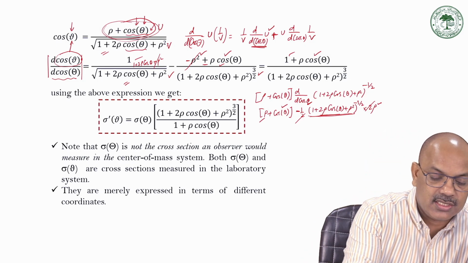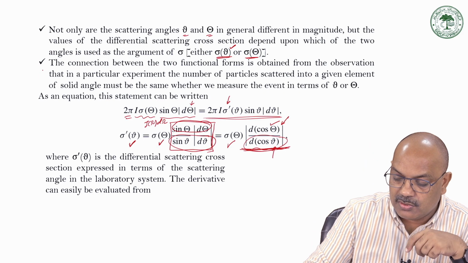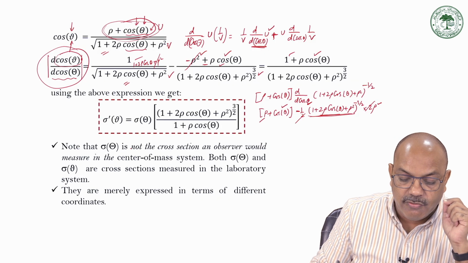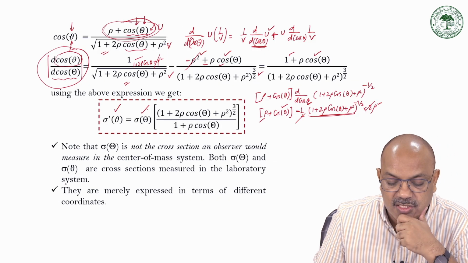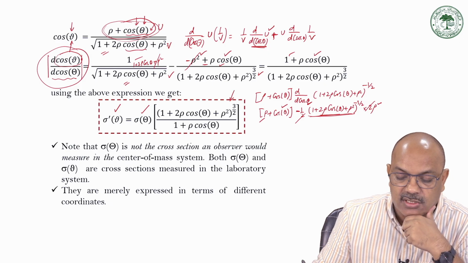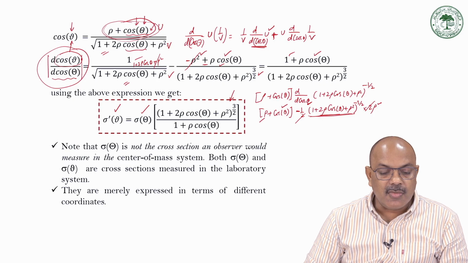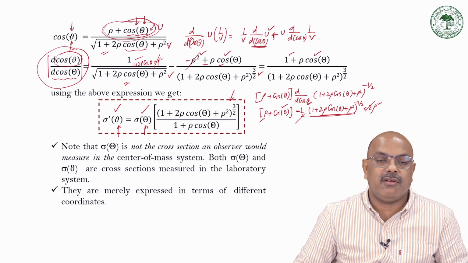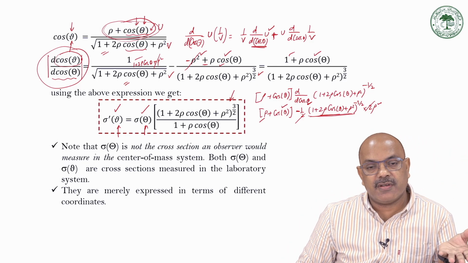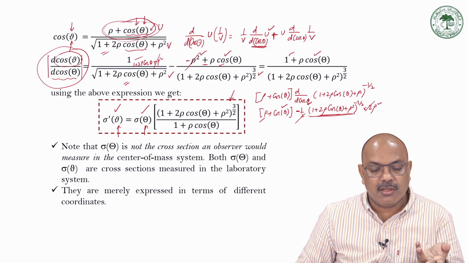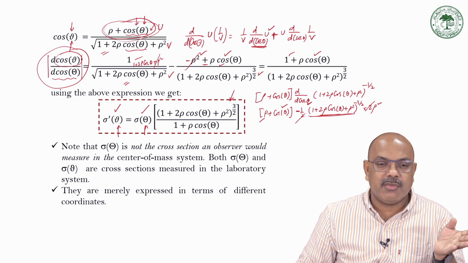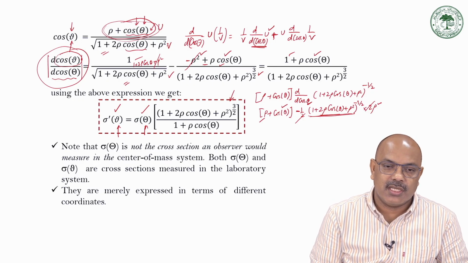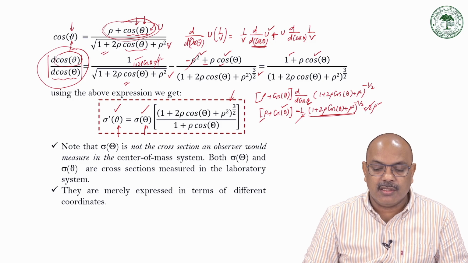So what is the relation you get is this d cos theta, which we have figured out. These quantities relate the differential scattering cross section between the lab frame and the center of mass frame. You can note that whether you calculate sigma theta or sigma theta, the function on which it depends is the scattering in the center of mass frame or in the lab frame. Both are cross sections measured in the laboratory system, merely expressed in terms of different coordinates. This is what is practically useful.